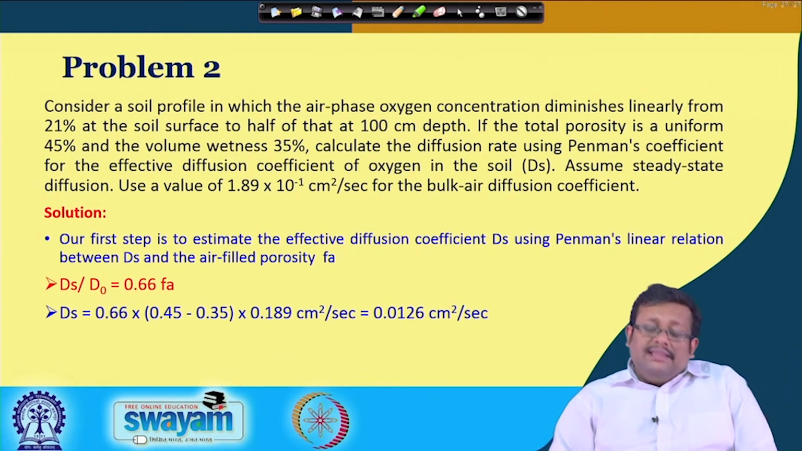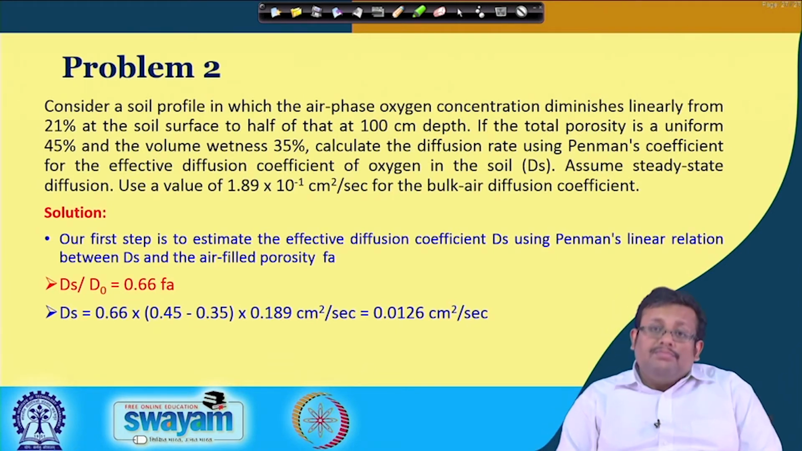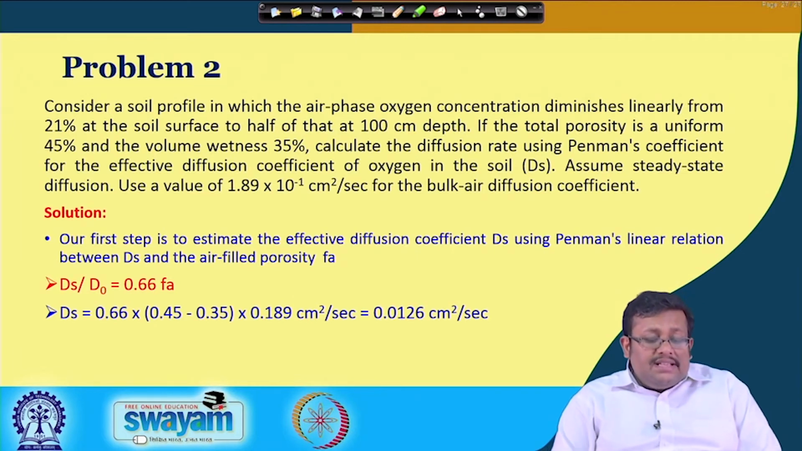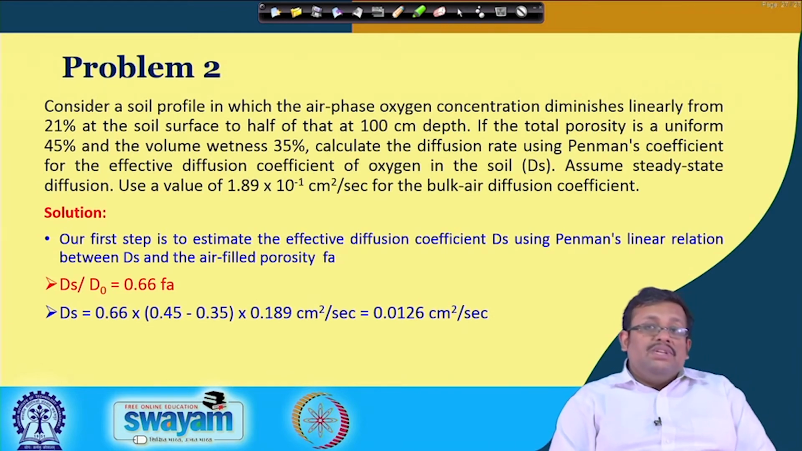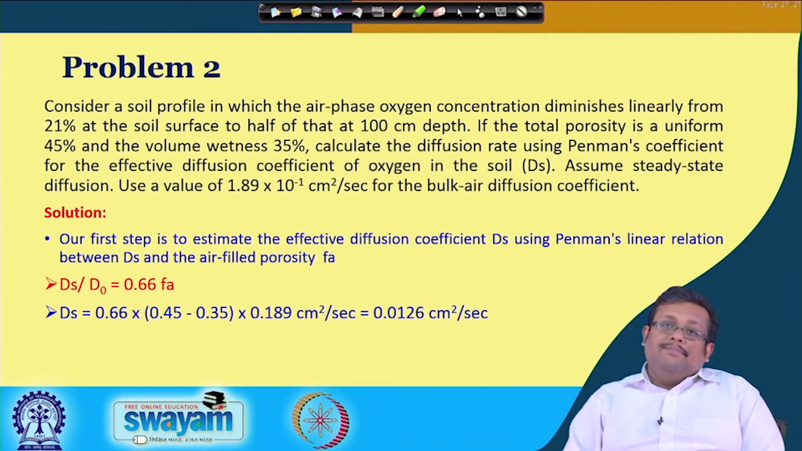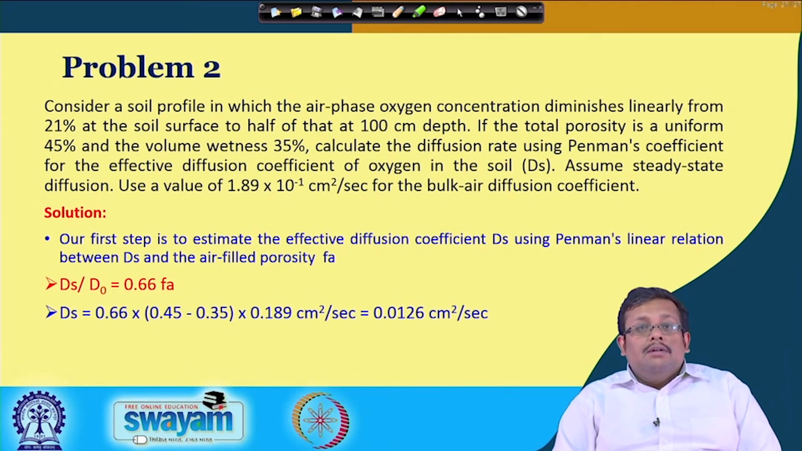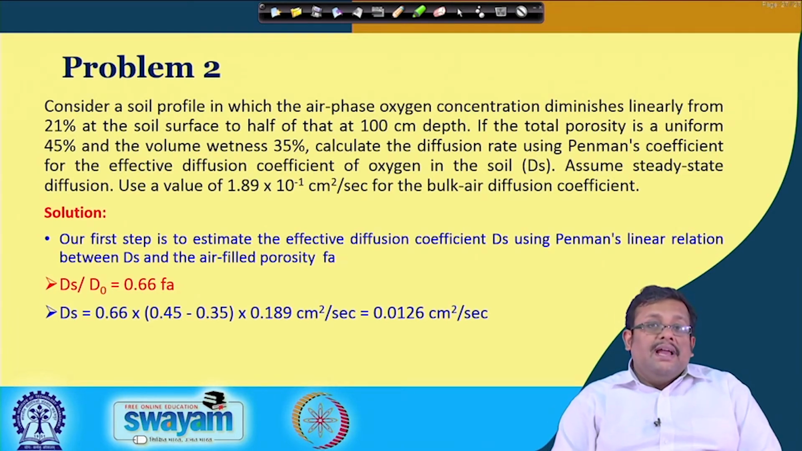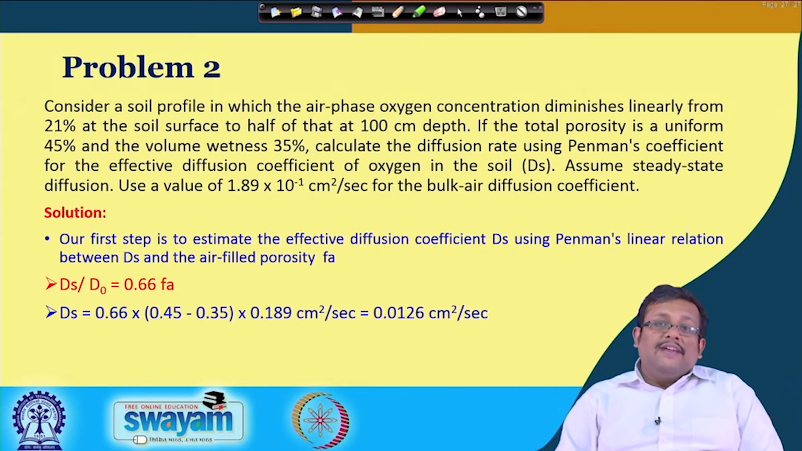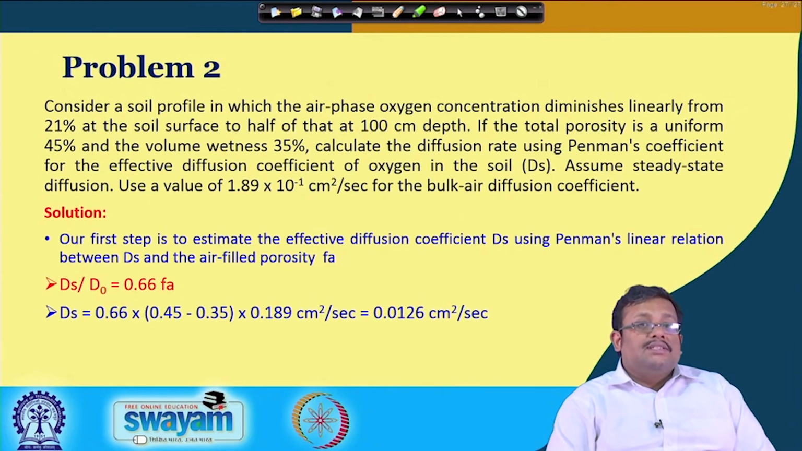Now this also deals with soil aeration. This problem says, consider a soil profile in which the air phase oxygen concentration diminishes linearly from 21% at the soil surface to half of that at 100 centimeter depth. If the total porosity is a uniform 45% and the volume wetness is 35%, calculate the diffusion rate using Penman's coefficient for the effective diffusion coefficient of oxygen in the soil, ds.